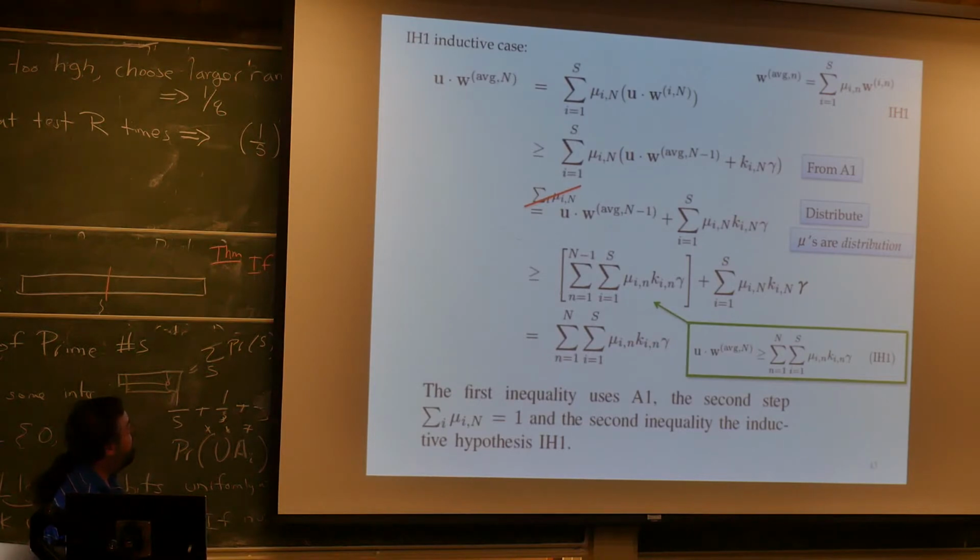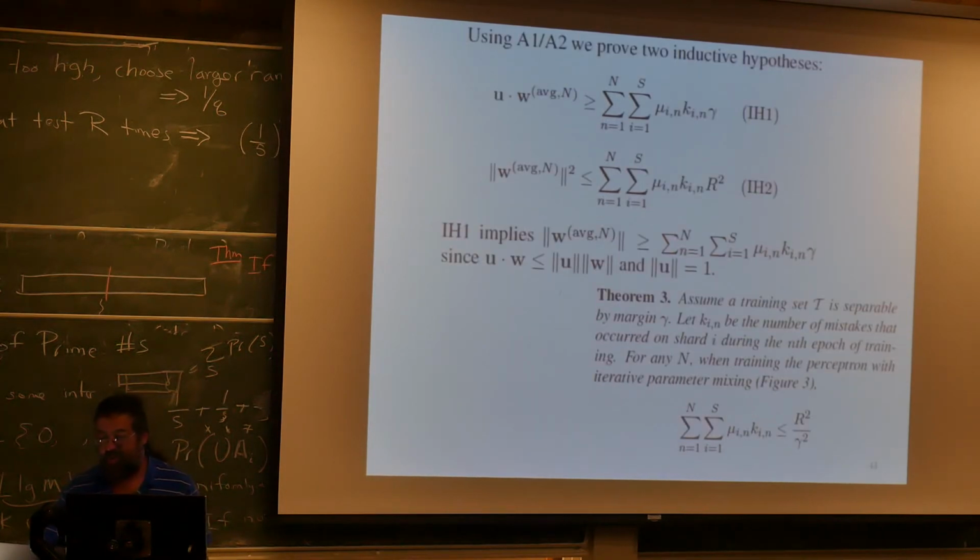So this is using the inductive hypothesis right here to get this quantity. This is the inductive hypothesis, we believe it's true for n minus 1. So if we plug in that value for n minus 1, we'll get this. So that's the first one of these.